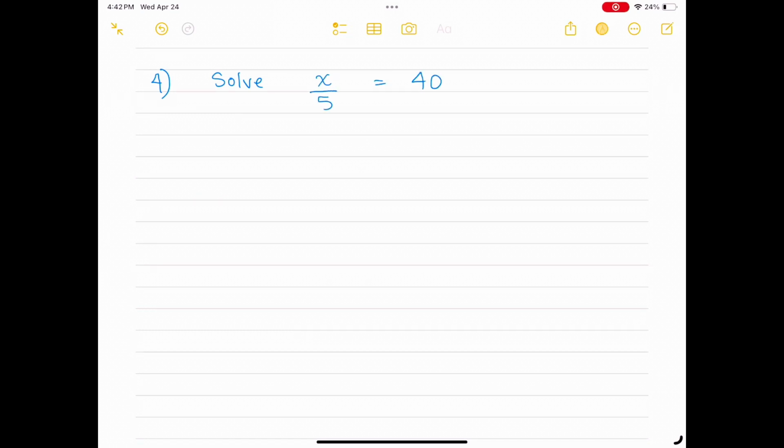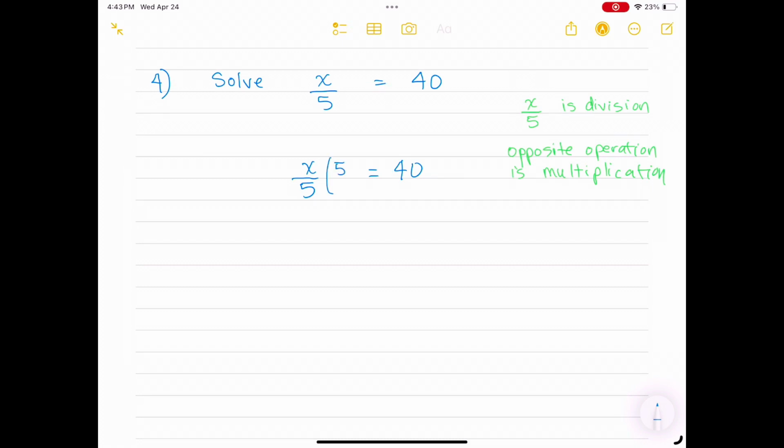The left-hand side of the equation, x over 5, is x divided by 5. So we need to perform the inverse operation, which would be multiplication. We need to multiply the left-hand side of the equation by 5 in order to isolate the variable x by itself. And whatever we do to the left-hand side of the equation, we must balance by doing the same thing to the right-hand side of the equation.